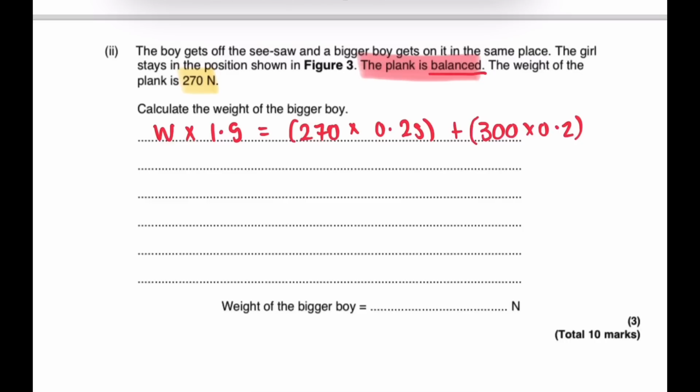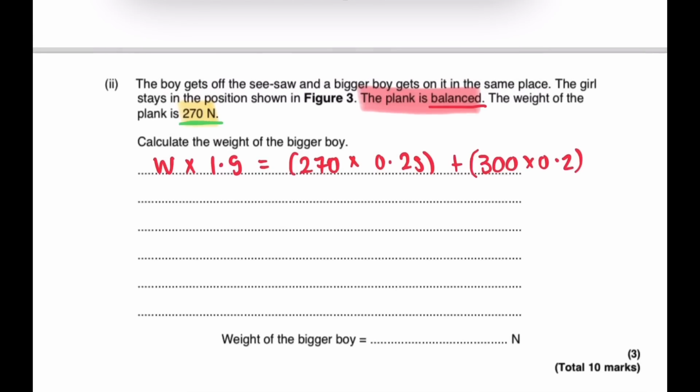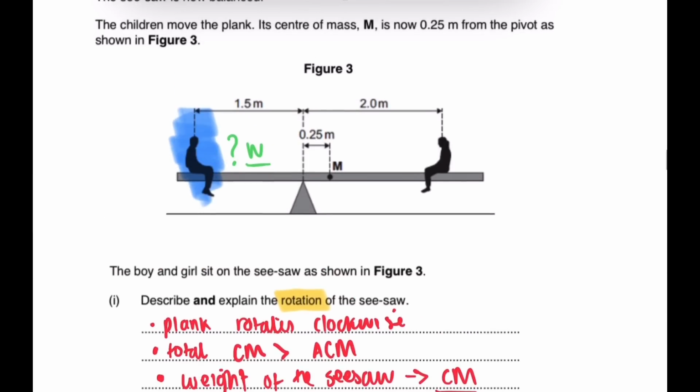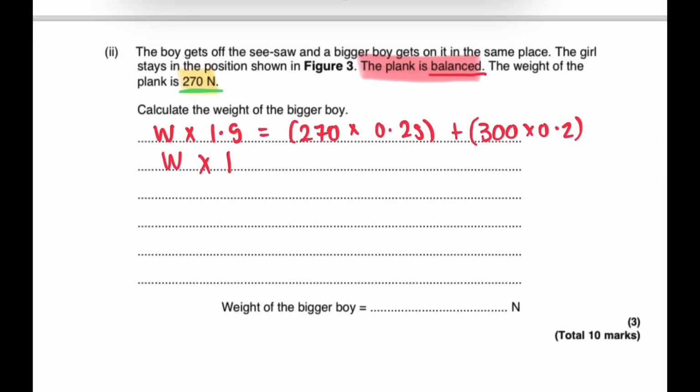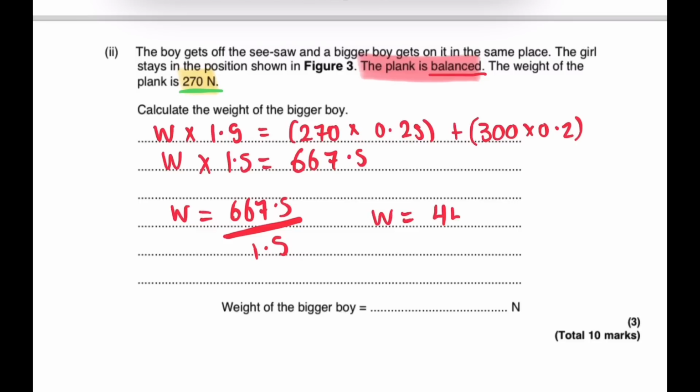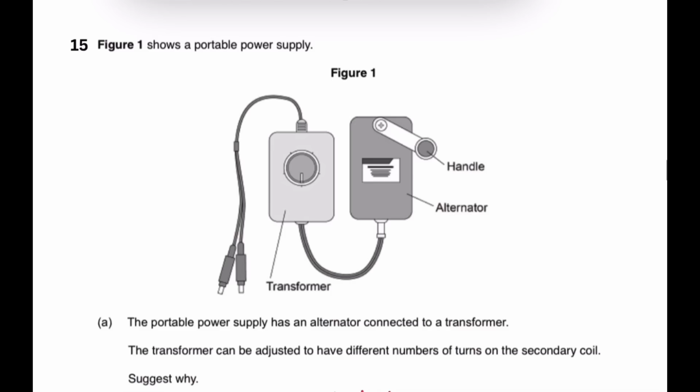Now, if you're wondering why I did 270 times 0.25, well, we know that the weight of the plank is 270 and the center of mass is 0.25, so you're going to times it together. So this means W times 1.5 is 667.5. And in order to rearrange it, we are going to do 667.5 divided by 1.5, which is going to give us an answer of 445 Newton.